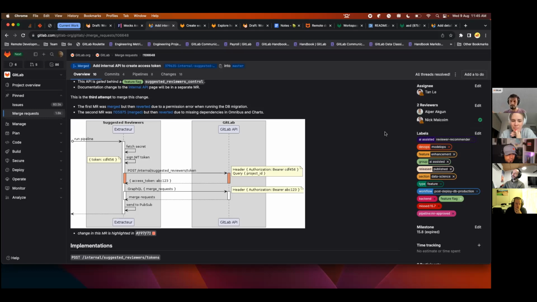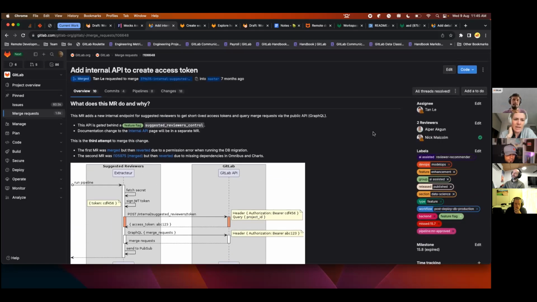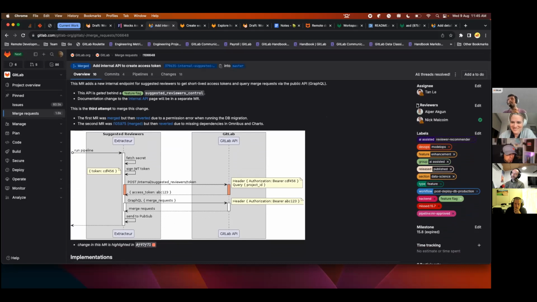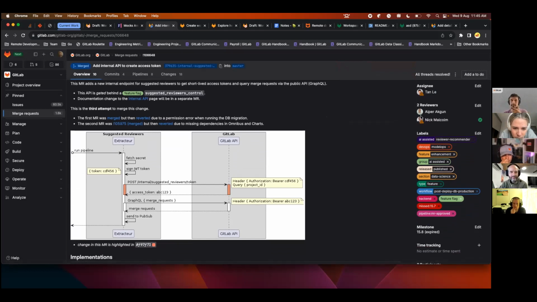And coming to the code suggestion part you mentioned, I actually checked in with Alpa. I think this probably might be a different one. It's related to suggested reviewers. Nope, that's the one. See the author? Tan Lee. Oh yeah, correct. So yeah, this is what I found when I spoke with Alpa yesterday. He in fact pointed me to the same MR.